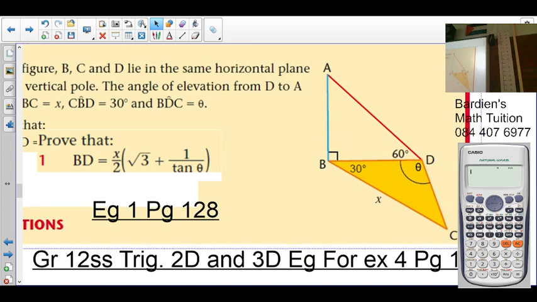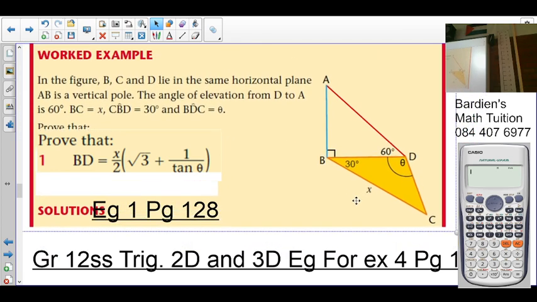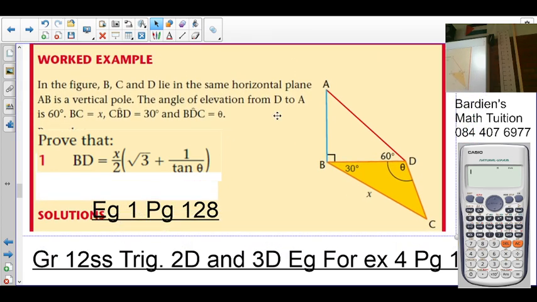I'm going to make this a bit smaller. Cut that already because I'm now going to move the diagram over. Let's familiarize ourselves with the diagram quickly. We are told that in the figure B, C and D lie in the same horizontal plane. So B, C, D we assume is on the ground. We always visualize that that's on the ground.